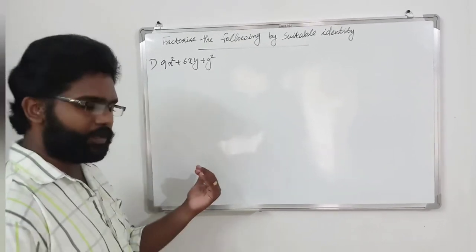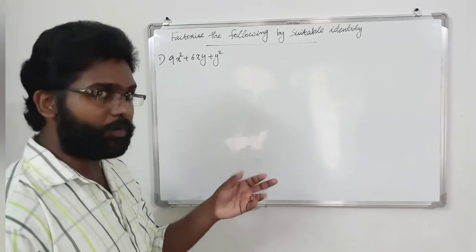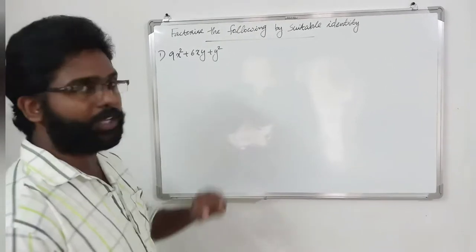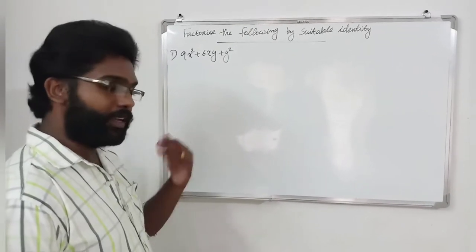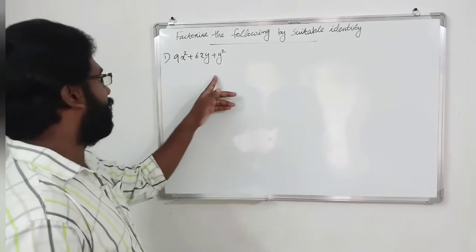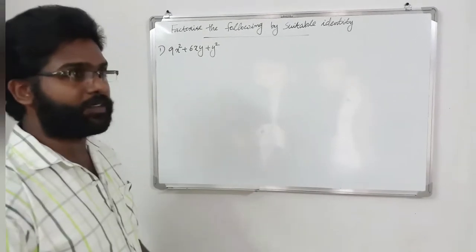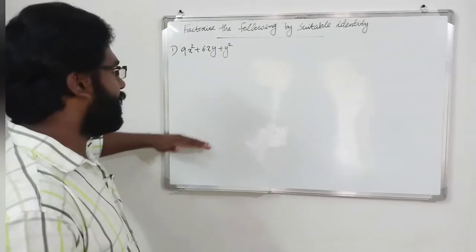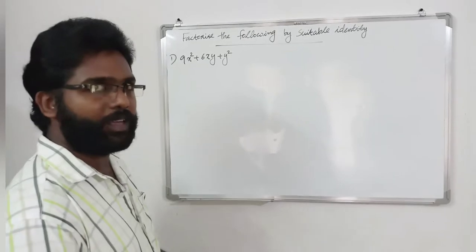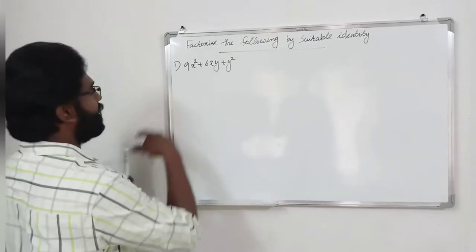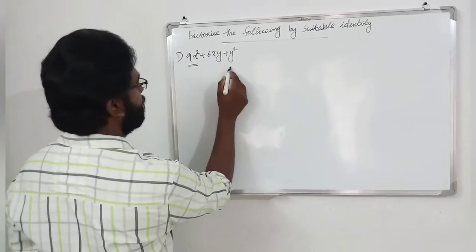A minus b the whole square is a square minus 2ab plus b square, but here there is no negative term. Okay, next one, a square minus b square, no. But in a plus b the whole square, a square plus 2ab plus b square. So at first we want to find the value of a and b here. First check whether the first and last terms are perfect squares.